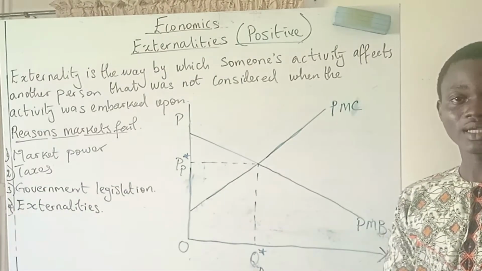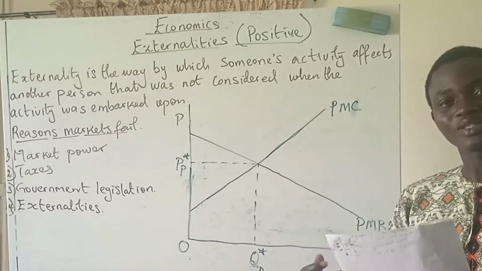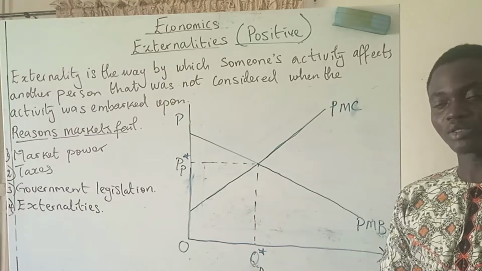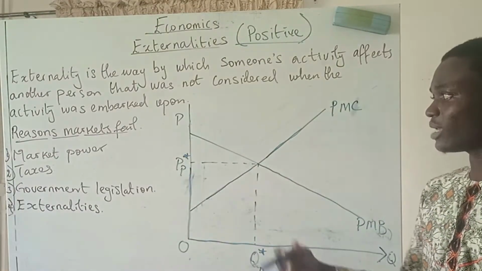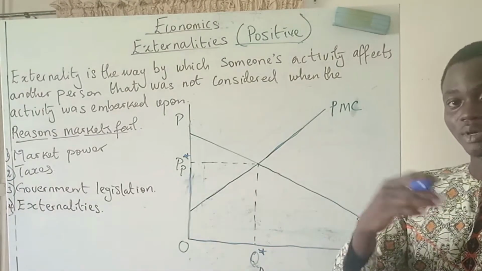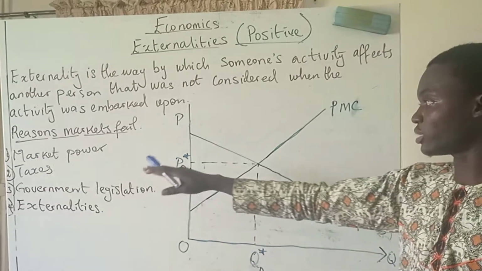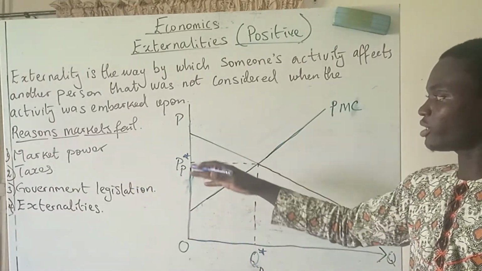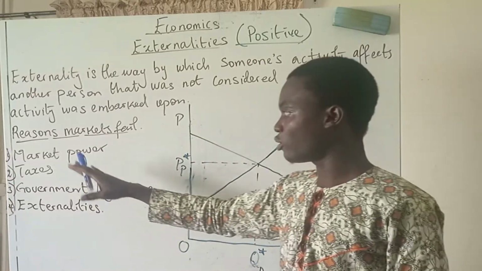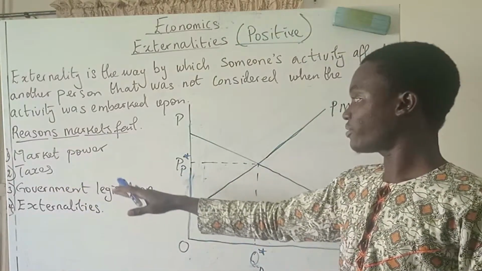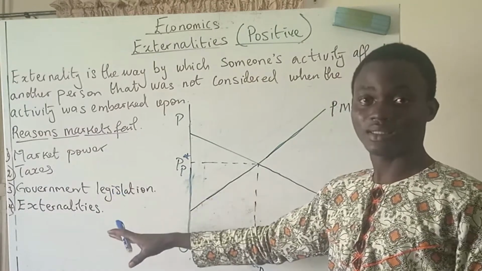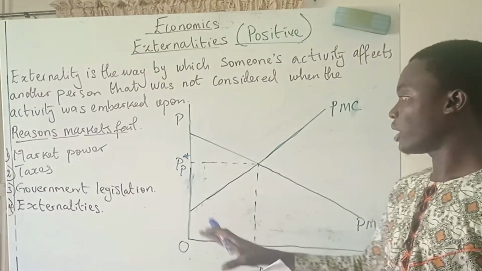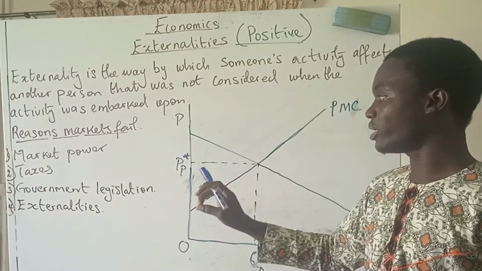What we're just trying to say here is that markets fail and government sometimes may come in and improve on those market outcomes, right? We talked about that at length when we spoke about taxes in the previous video. You have reasons why markets fail. You have market power, taxes, government legislation, externalities. There might be several other reasons why markets fail. And our class is actually dwelling on externalities.